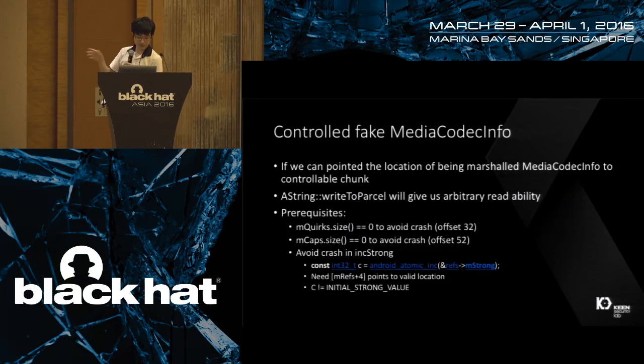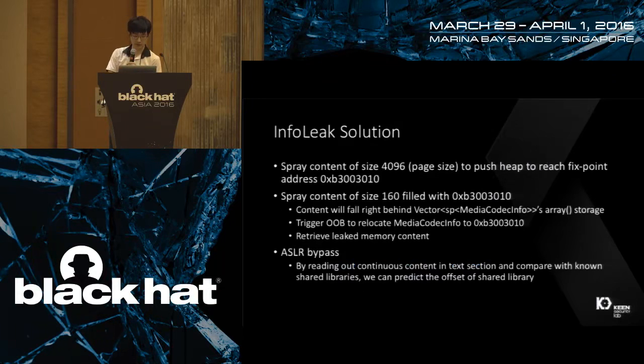And so we can finally achieve an arbitrary read ability here, and we have some conditions to avoid crashes at offset 32 and offset 52. Also we need mRefs plus 4 to dereference to a valid location to avoid crashes in the android_atomic_inc. And also we need the count should not be equal to the INITIAL_STRONG_VALUE. If we can meet these conditions, we can achieve a successful info leak.